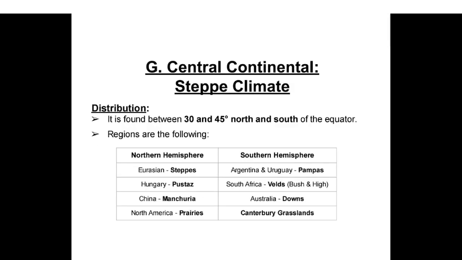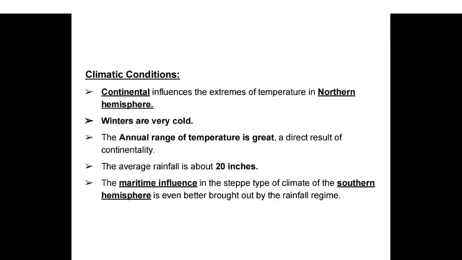Central continental steppe climate. It is found between 30 and 45 degrees north and south of the equator. Regions are the following: Northern Hemisphere, Eurasian steppes, Hungary, Puszta, China, Manchuria, North America, prairies. Southern Hemisphere, Argentina and Uruguay, Pampas, South Africa, veld, Australia, downs, Canterbury grasslands.